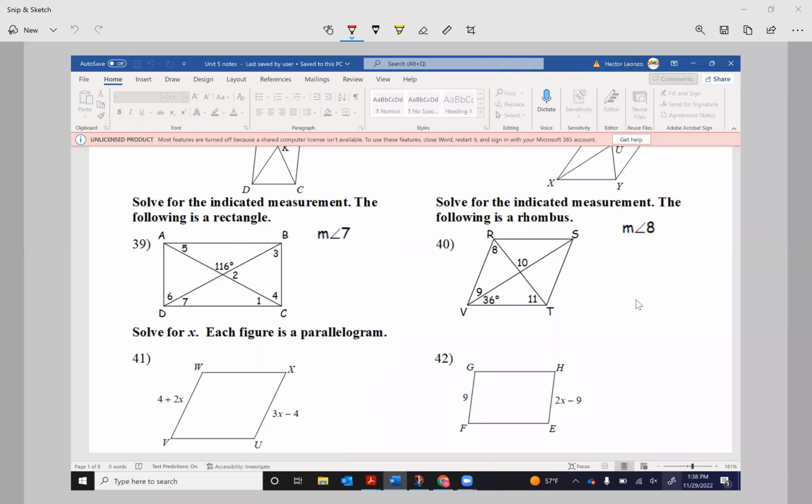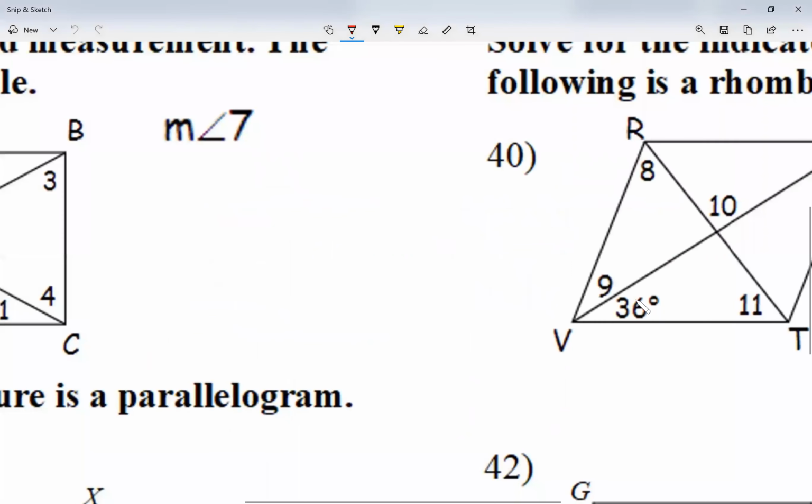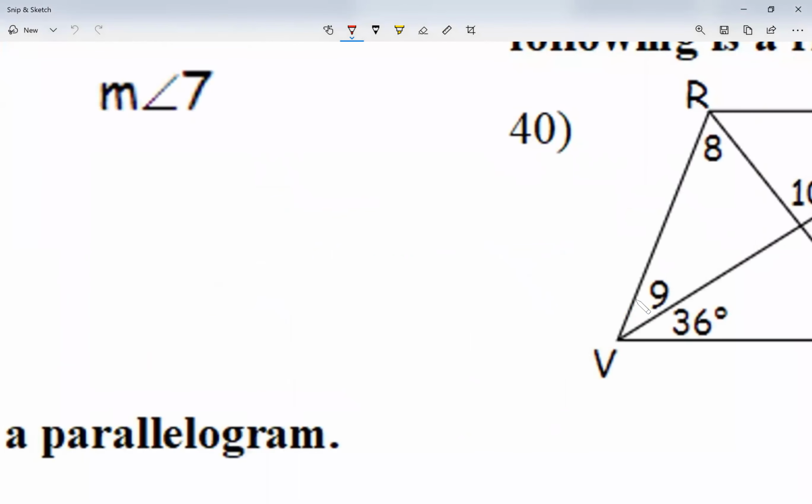All right, special parallelograms. Special parallelograms, what really are rectangles and rhombus. Okay, rectangles and rhombus, that's what we call special parallelograms. Now, a square is also part of it because a square is both. It's a rectangle and a rhombus. So let's go over some rules.